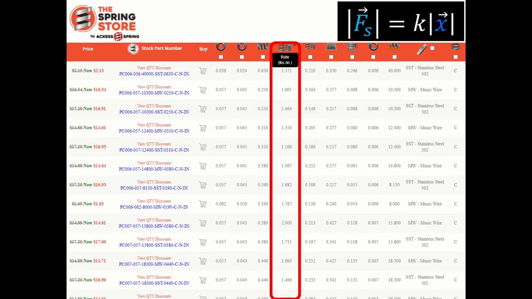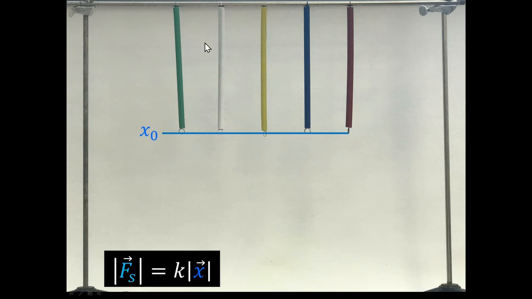And I should say also that springs have a limit to where this is true. You can overstretch a spring beyond its elastic limit, and this relationship wouldn't follow anymore. It wouldn't be a linear relationship, and you would ruin the spring. You would overstretch it. Okay, so here are 5 different springs, and they're all at this initial length.